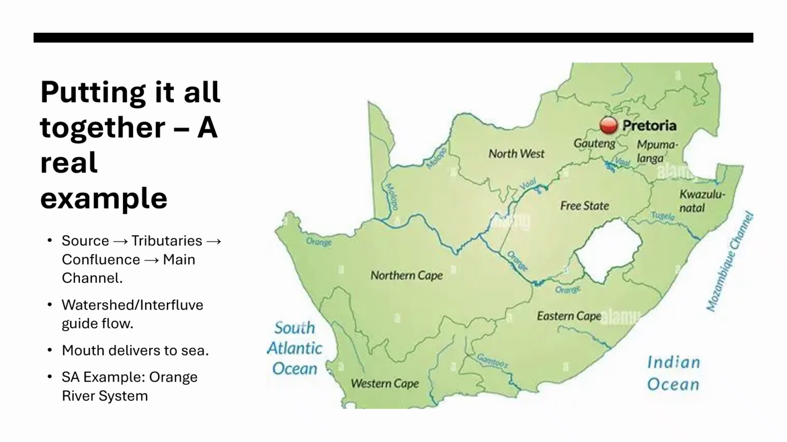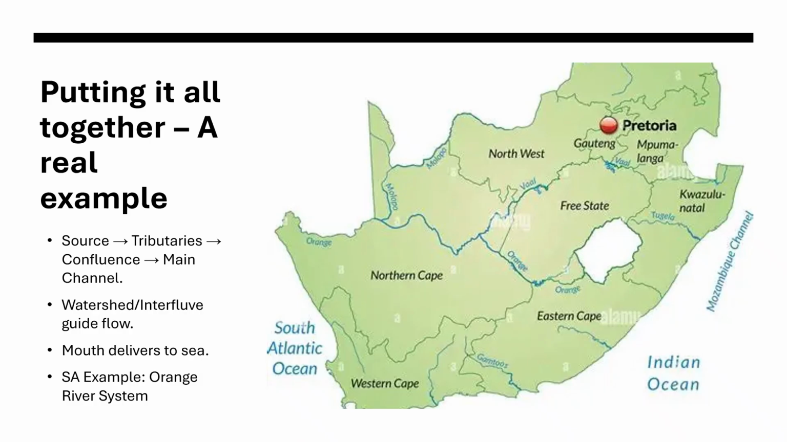Let's put it all together. This is a real example of South Africa. So let's connect it. From high sources, tributaries join at what? Confluences. Bounded or surrounded by what? By watersheds, as you can remember. And over what? Over interflow. Remember, don't confuse the two. A watershed is higher, or found at higher altitude, than an interflow. Don't confuse the two.